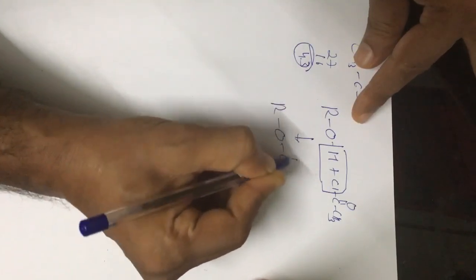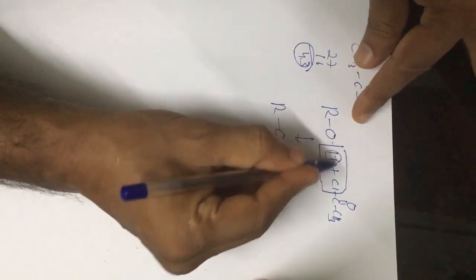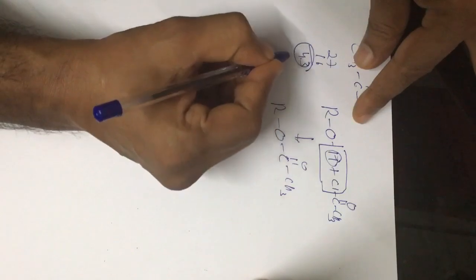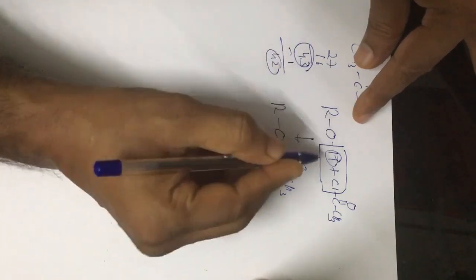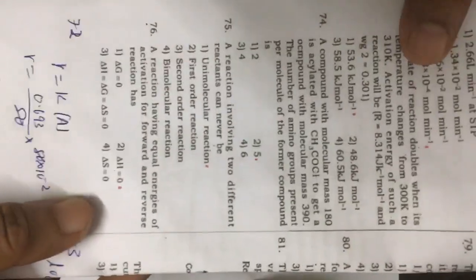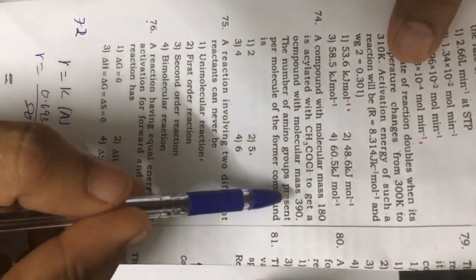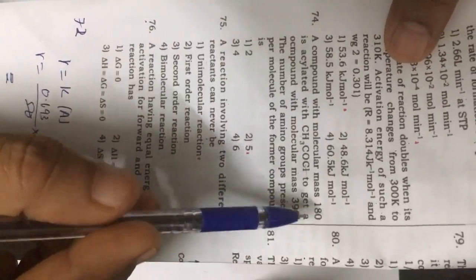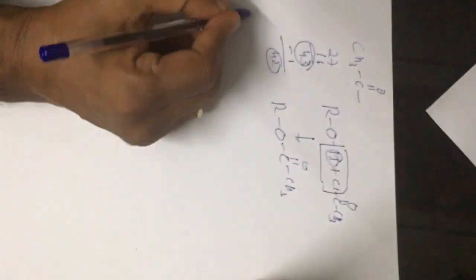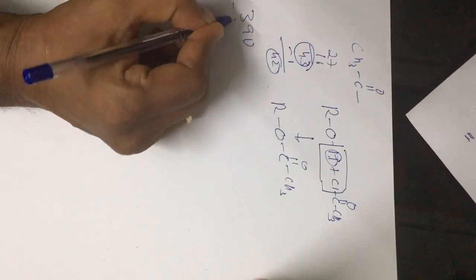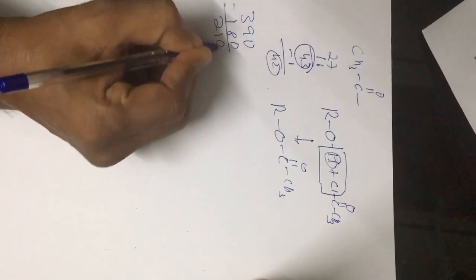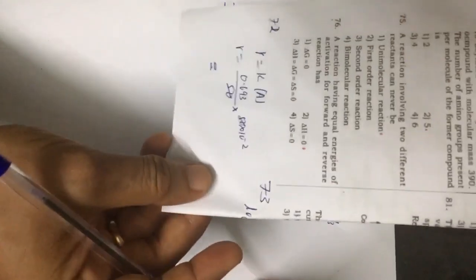So with removal of one hydrogen, the addition of one CH3COCl increases the mass by 43 minus 1, that is 42, because hydrogen is removed. Now the molar mass of the compound is already mentioned. The molar mass of the compound is 180 and after acylation it is 390. So it is 390 minus the initial mass, 180, which is equal to 210. The mass increases by 210.